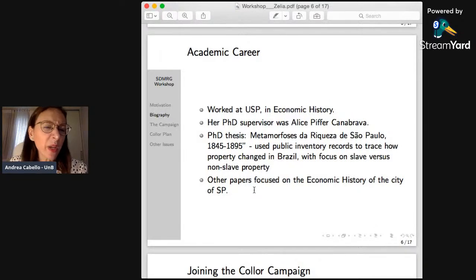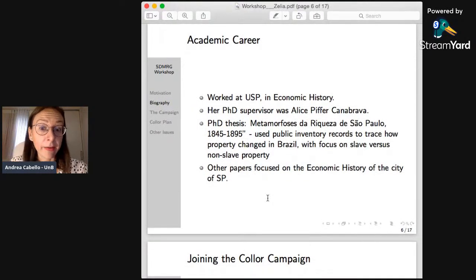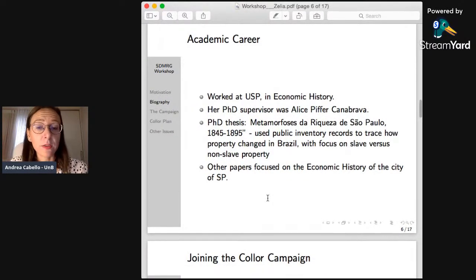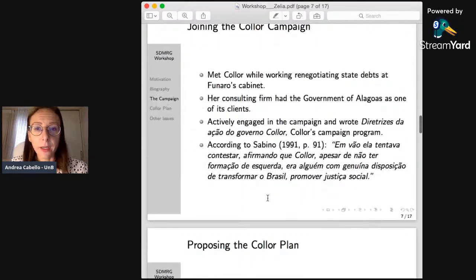And she has two or three other papers only, and they mostly focus on the economic history of the city of São Paulo, which I think is very interesting as well, because usually this is a very niche area of literature, and not something one would think of when we think of her career in the government, and afterwards when she went into consulting.